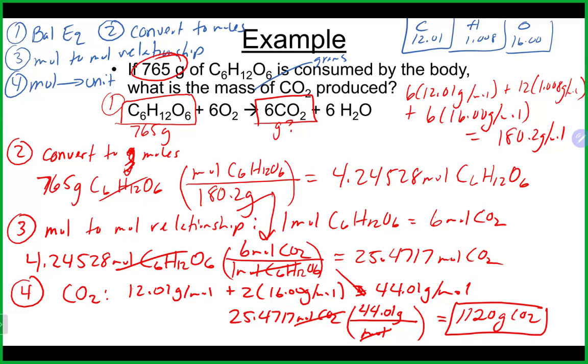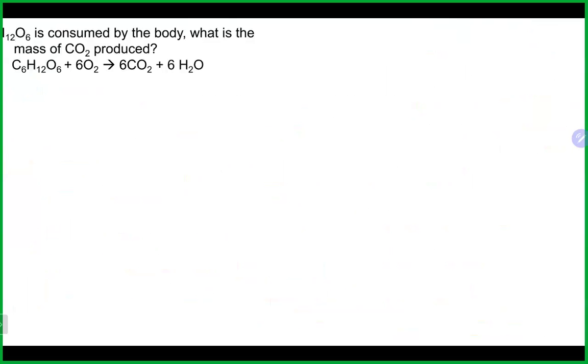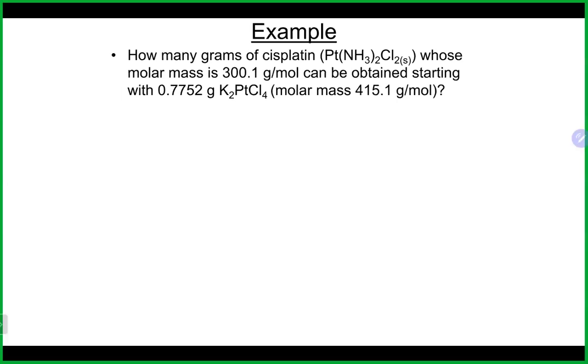Questions? No? Okay. All right, let's try one more here, I think, to finish up this chapter. How many grams of cisplatin, whose molar mass is 300.1 grams per mole, can be obtained from 0.7752 grams of K2PtCl4? Molar mass from the periodic table there, 415.1. So see what you come up with in this case. It's a long one, but it's still the same 4 steps, even though it may look scary.